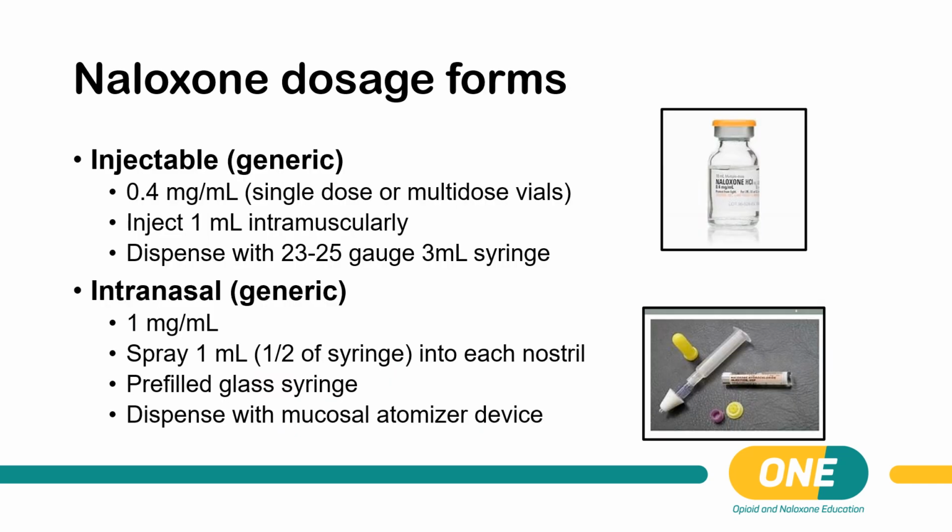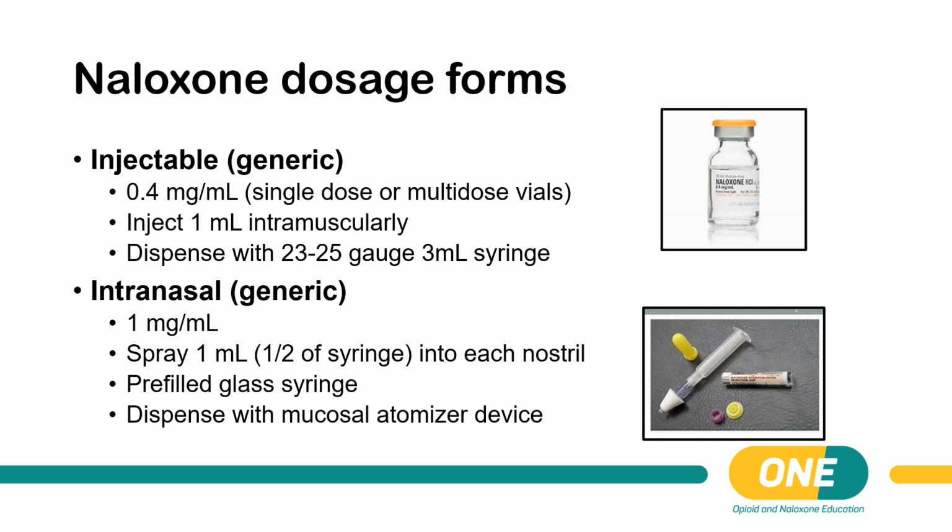Now we'll go through the different naloxone dosage forms. The ones that you see here were some of the first naloxone dosage forms that were available and not used quite as much. The top is your classic vial of naloxone, which can be used as an injection and delivered intramuscularly. And then you also have intranasal naloxone.